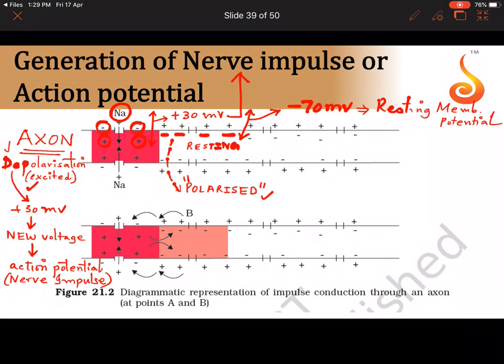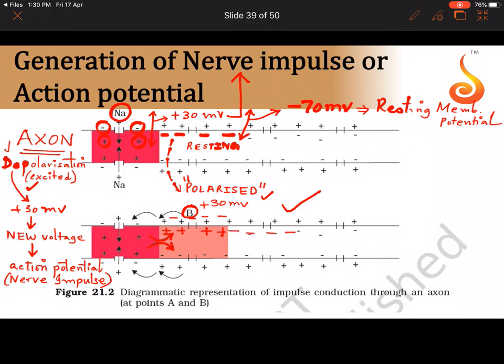And see how the excitation is spreading. See how they have shown arrows over here in the second diagram. The arrows show that the action potential, or the depolarization, is spreading from one region to another. When the charges move, here also the inside becomes positive and the outside becomes negative. So this region of the axon, the B region, will also develop a voltage of plus 30 millivolts, and it will also generate a nerve impulse.